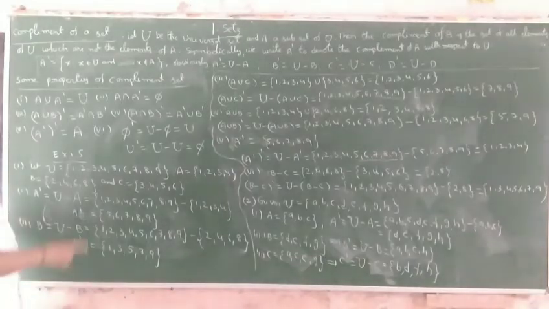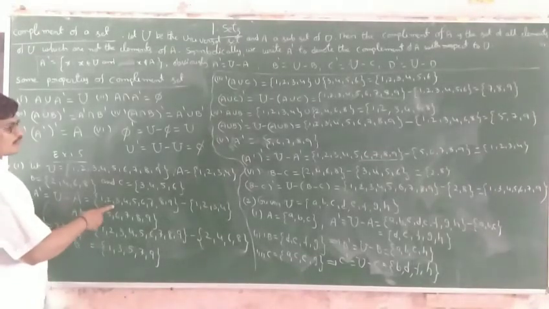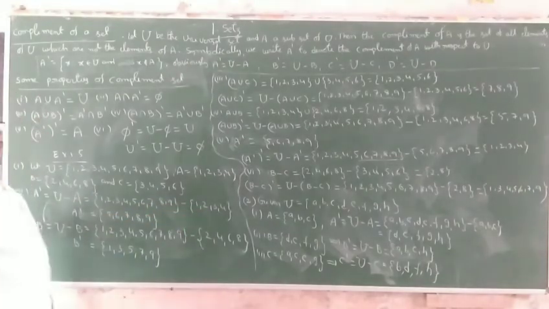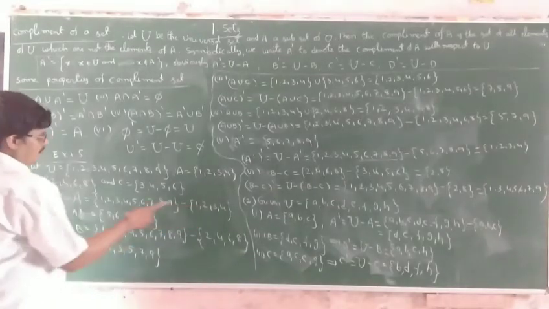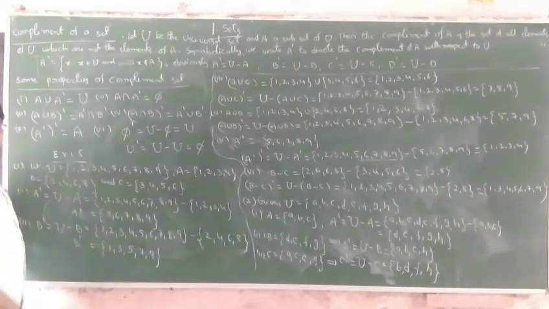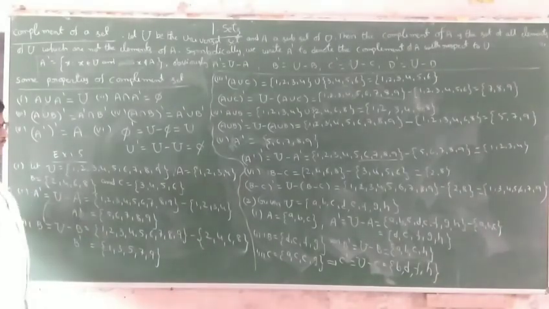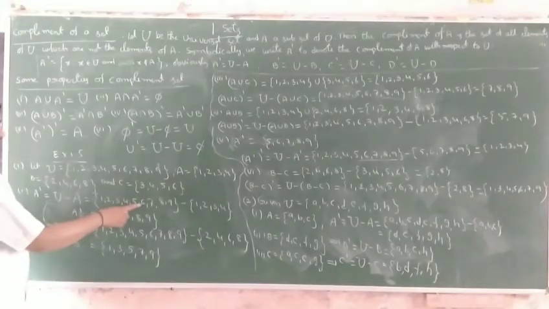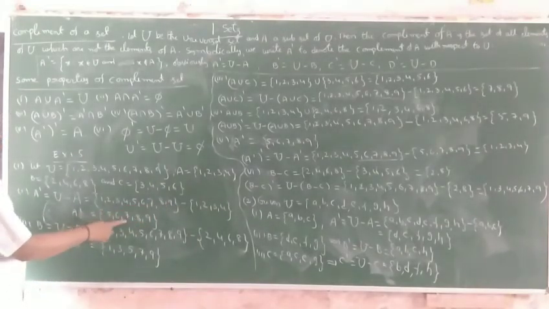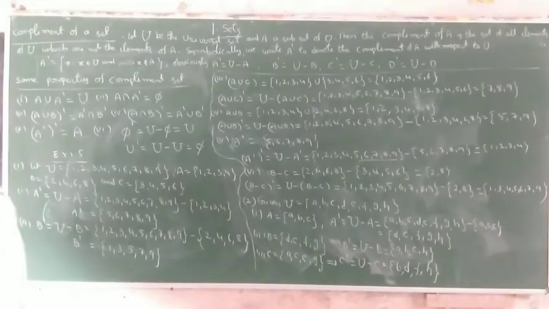Minus means elements x such that x belongs to U and x does not belong to A. This is the definition of set minus. So remove 1, 2, 3, 4 from the universal set. The remaining elements are 5, 6, 7, 8, 9.